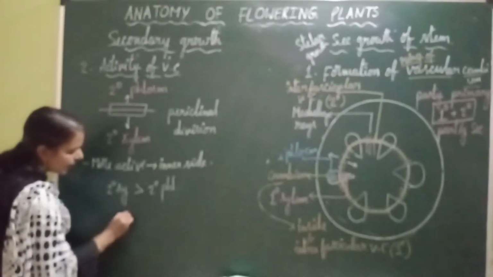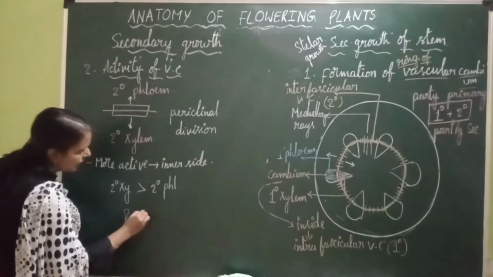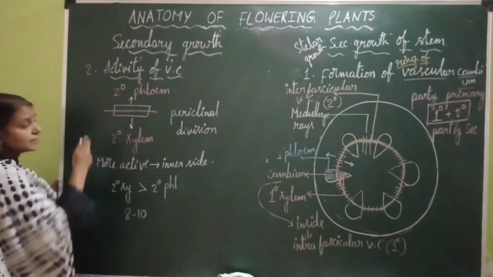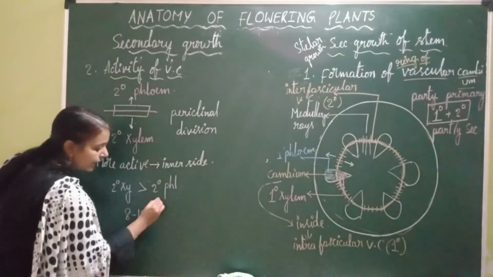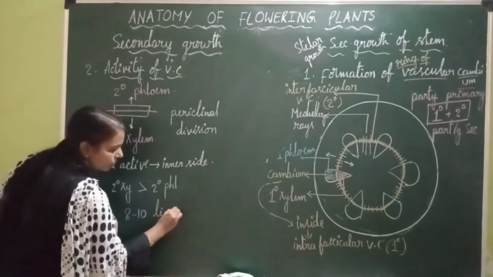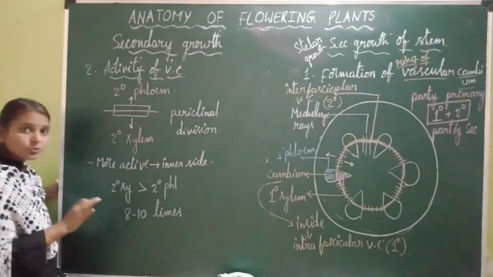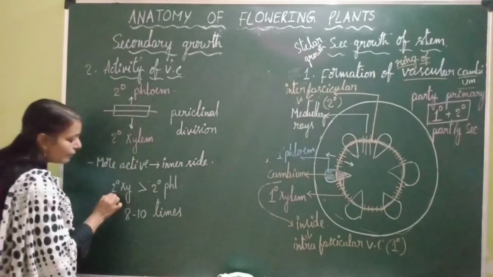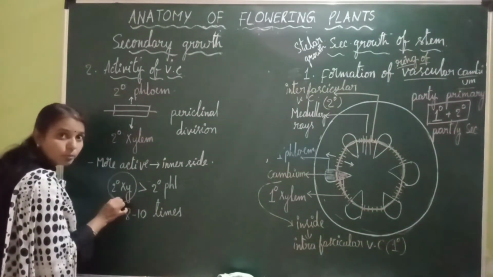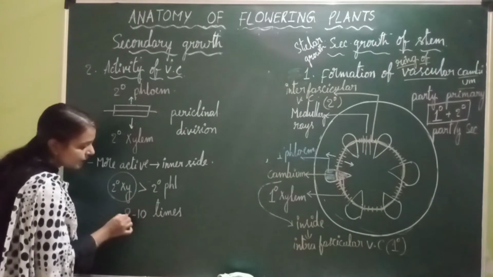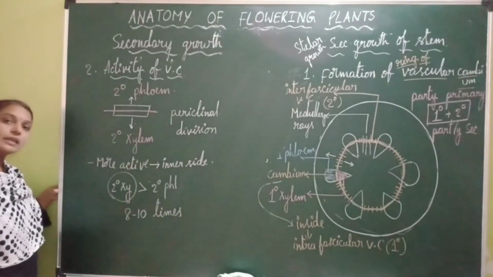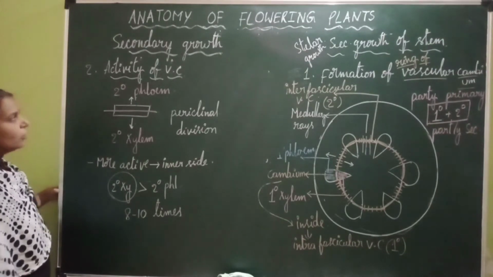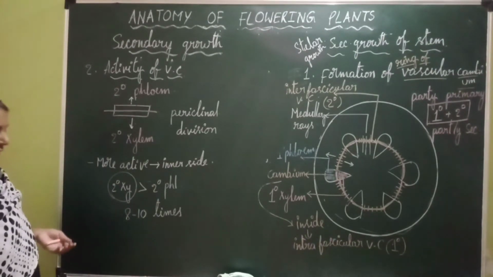This is 8 to 10 times more, because this vascular cambium shows more activity, that is 8 to 10 times more activity towards the inner side than towards the outer side, and hence the amount of secondary xylem which is formed towards the inner side is 8 to 10 times more than the secondary phloem which is formed towards the outer side, right? Okay, so this is about the activity of vascular cambium.